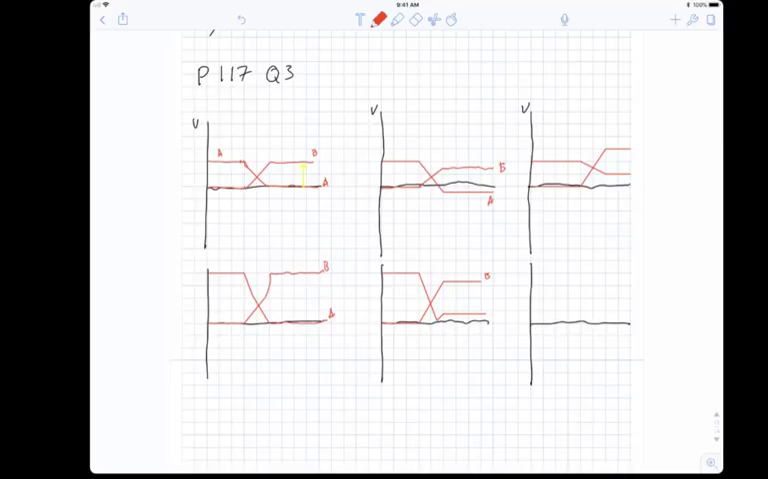This is B. This is A. In this case, A starts out big. And then at this point in time, it decreases. Maybe like that. And B starts out small and then increases. I don't know. Something like that. Maybe I'll make this one go down a little bit lower. Okay.